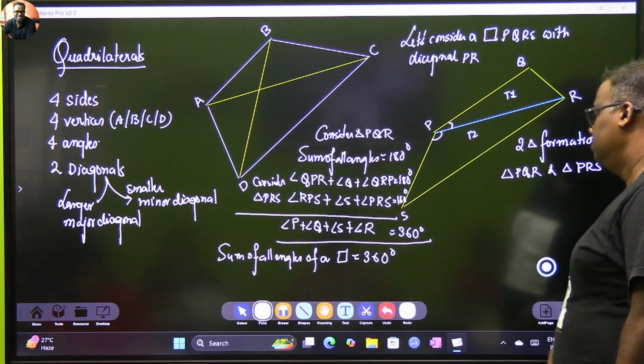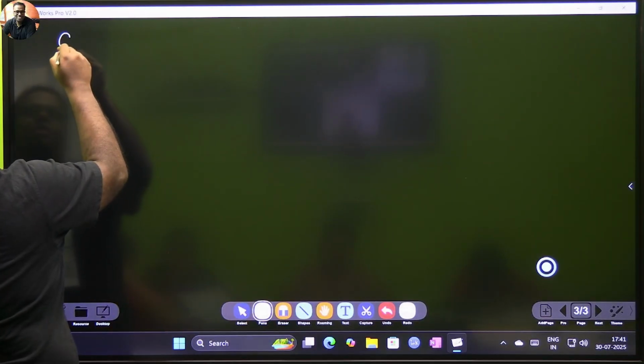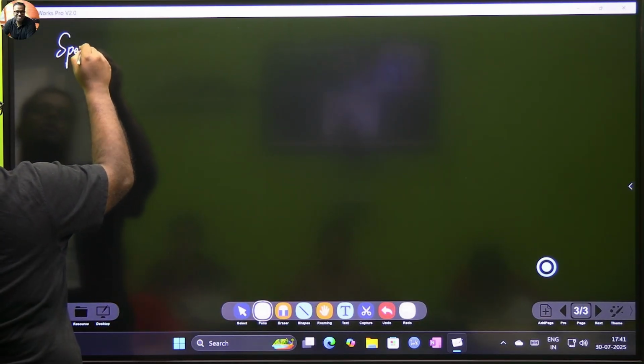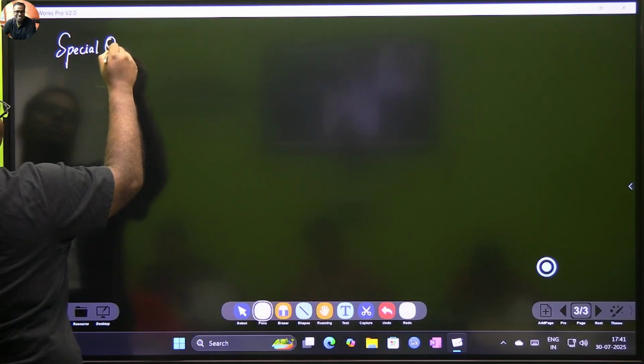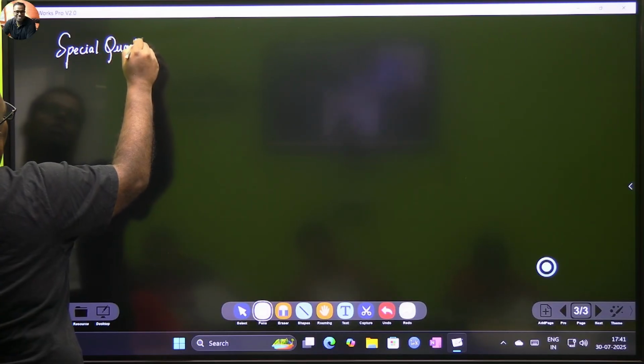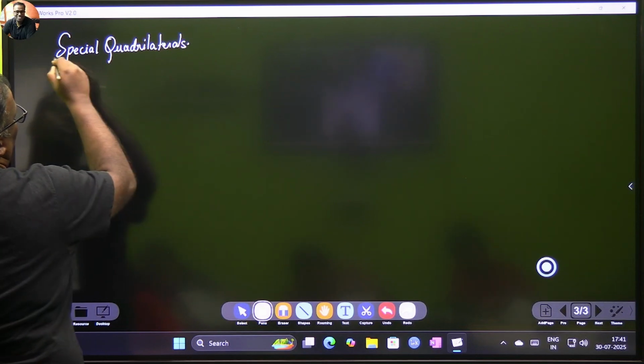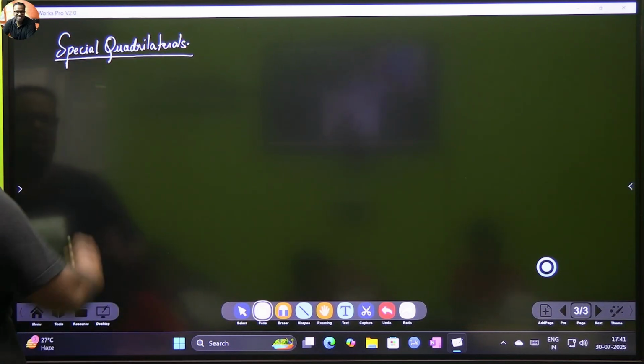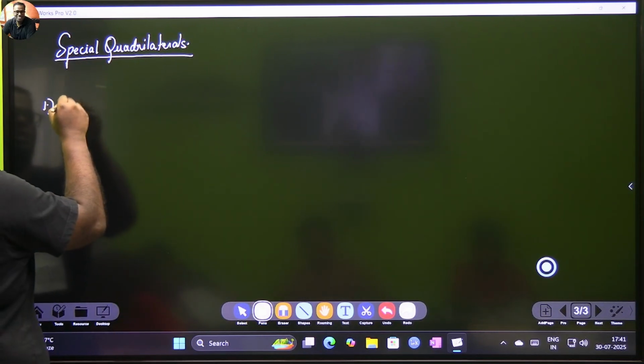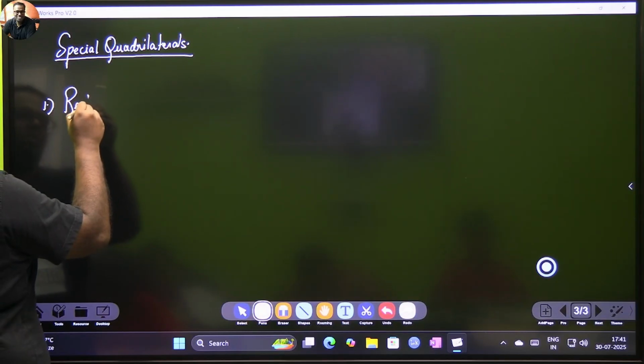Let's go. Okay. Our next thing will be the special quadrilaterals, which you will be encountering every day in your life. Number one, rectangle.